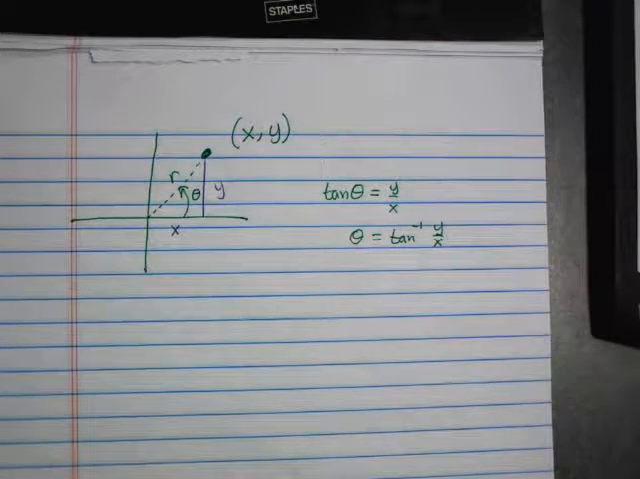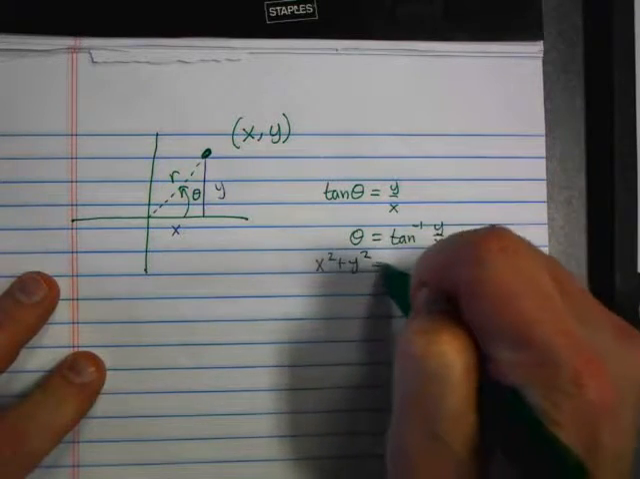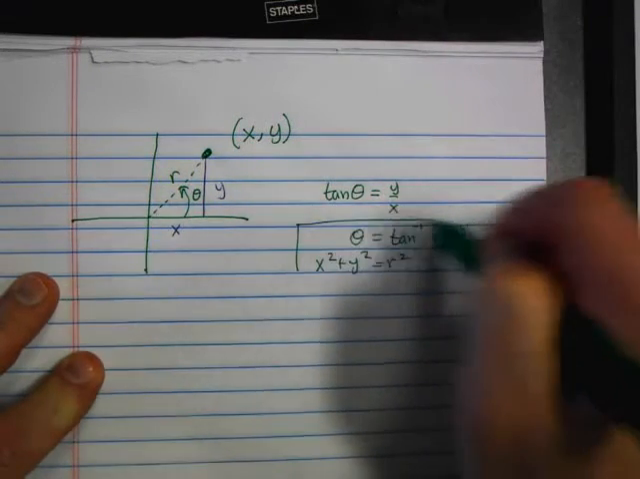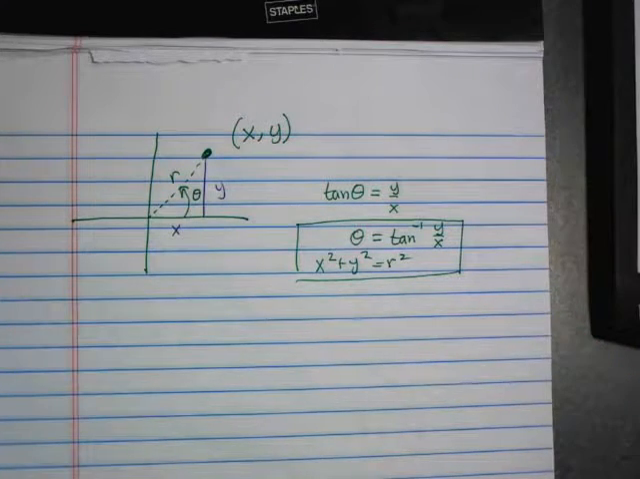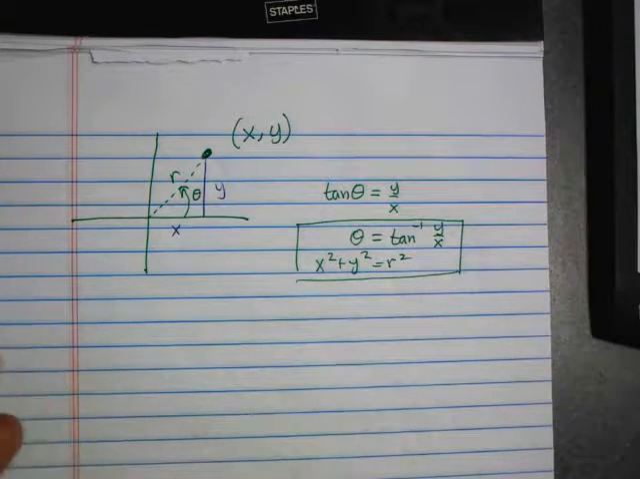And then how am I going to find r? Sine over cosine, I could do that, that's too hard. How am I going to find r? Pythagorean theorem. Yeah, it's a Pythagorean theorem problem. X squared plus y squared is r squared. All right, so there's the two formulas you need. If I give you rectangular stuff and I want polar, you need those two formulas.